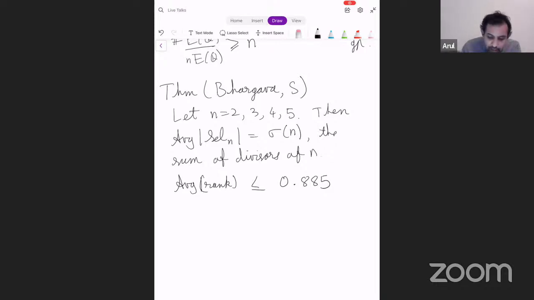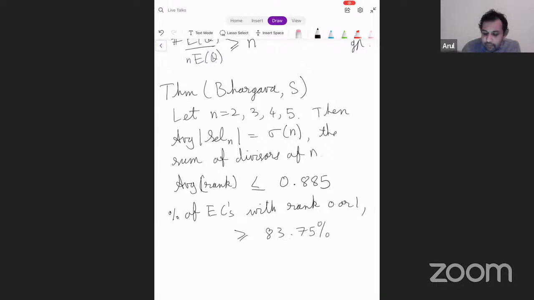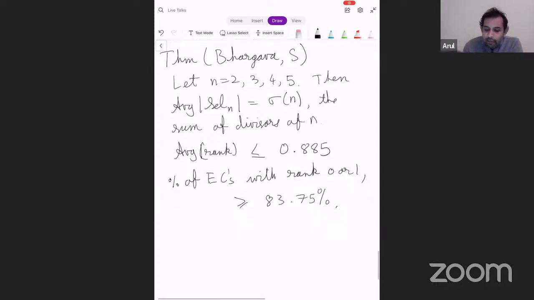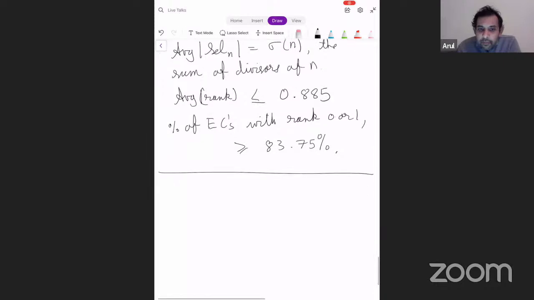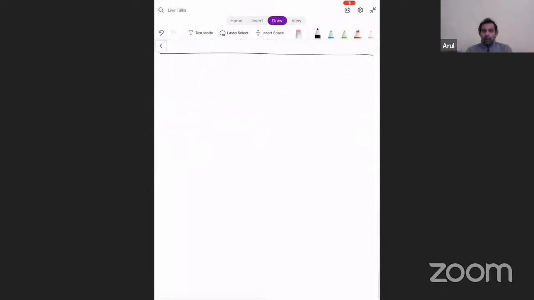And we can prove that the percentage of elliptic curves with rank 0 or 1, remember this percentage should be 100, but we can prove that this percentage is at least 83.75%. So it's not quite Katz-Sarnak, we're quite a way away, but it's showing that the average rank is finite and that lots of elliptic curves have rank 0 or 1. Okay.